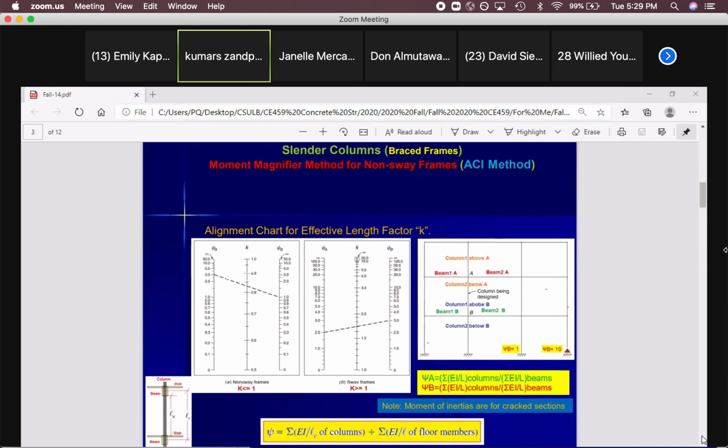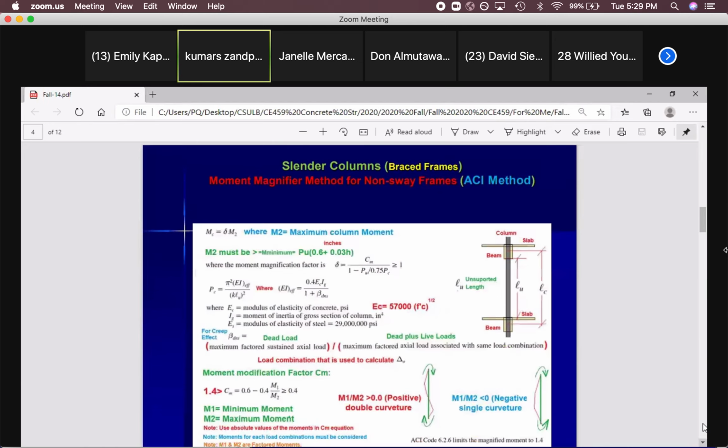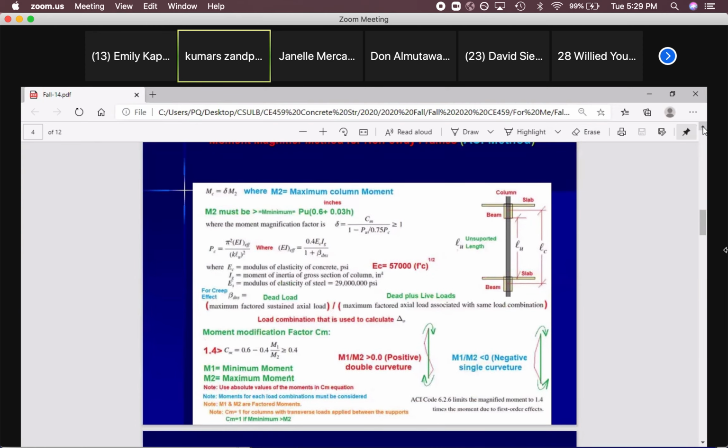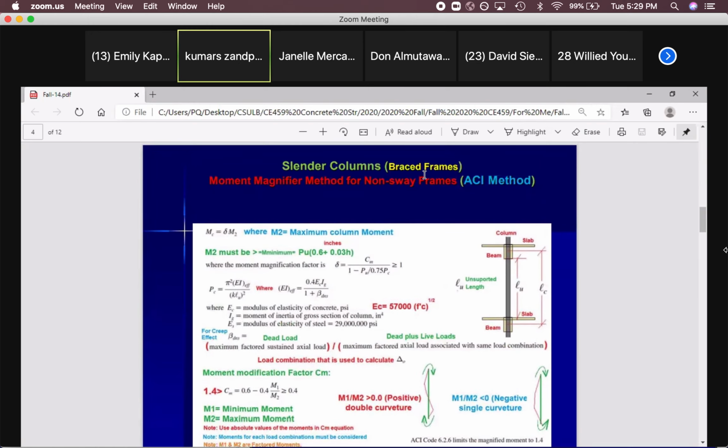Next, we will go after the step-by-step solution for slender columns. How to calculate slender columns in braced frames. Just remember, slender columns in braced frames. I put this here in yellow so you don't forget. It's not for non-braced frames, it's for braced frames.